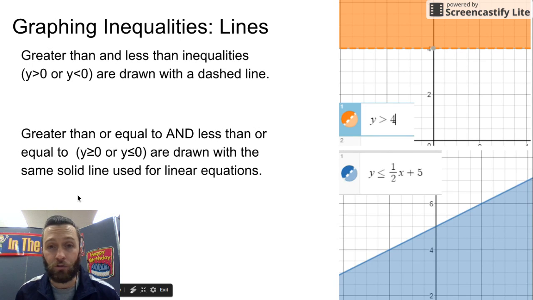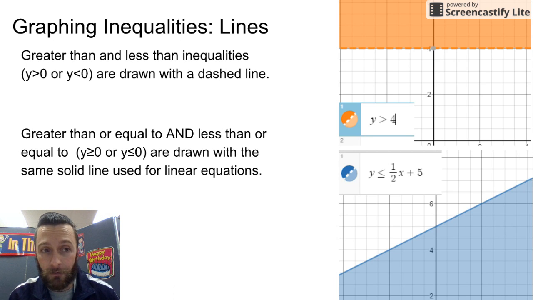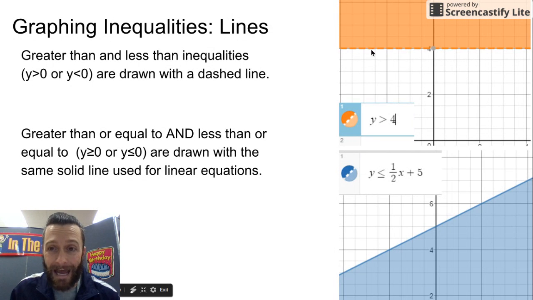Here we are. When you're graphing an inequality, instead of it just being a perfectly straight line, if you've got y greater than 0 or y less than 0, in those cases your line is drawn dashed to show that it does not include that number. So y greater than 4 does not include 4. That's why your line is dashed. And if it's greater than or equal to, then you can just use the straight solid line that we're used to using for other equations.